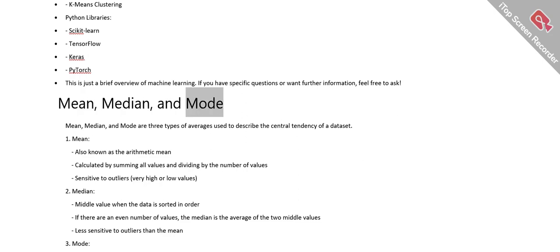Mean, median, and mode. Mean, median, and mode are three types of averages used to describe the central tendency of a dataset. 1. Mean, also known as the arithmetic mean, calculated by summing all values and dividing by the number of values. Sensitive to outliers, very high or low values. 2. Median, middle value when the data is sorted in order. If there are an even number of values, the median is the average of the two middle values. Less sensitive to outliers than the mean.